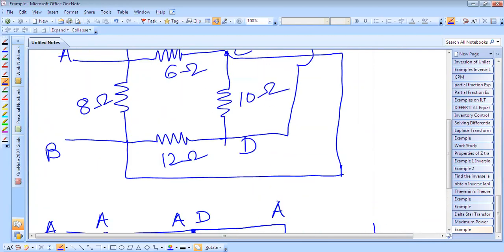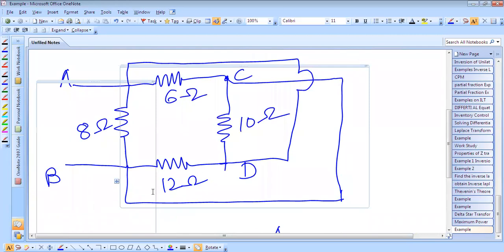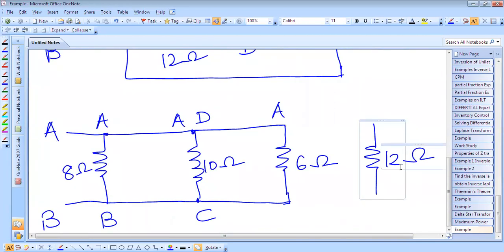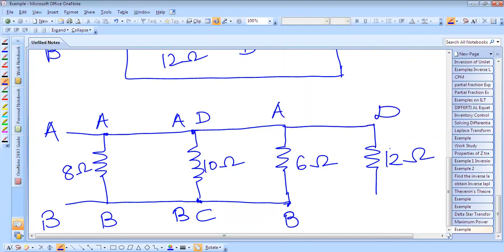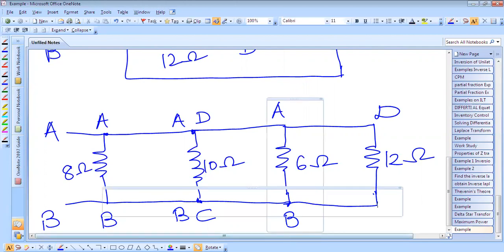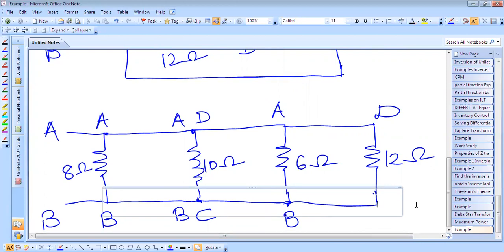Now the 12 ohm resistance is connected between B and D. This is B, this is also B, and this is your D terminal, and in this way we have connected between B and D. Now the picture is very clear. We can see that all the resistances are connected in parallel.